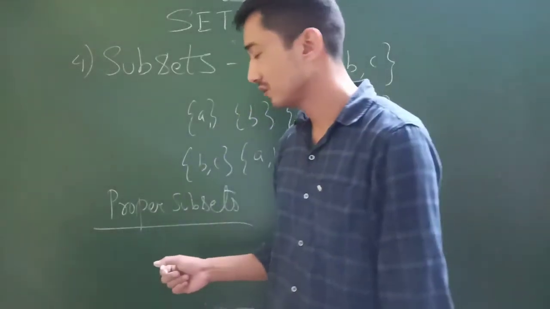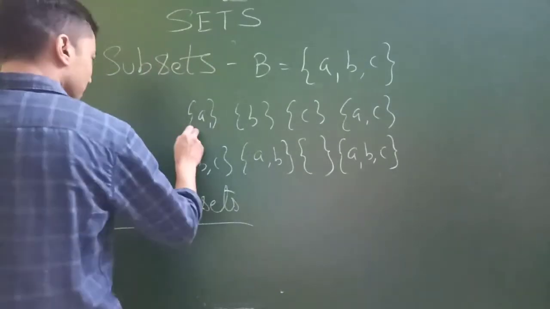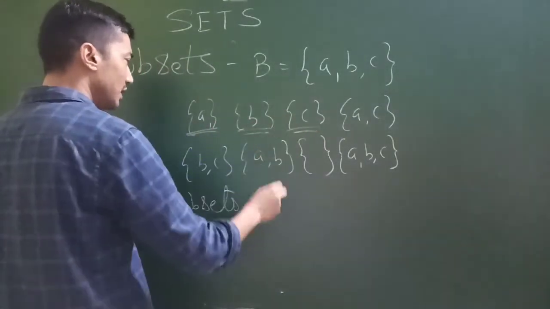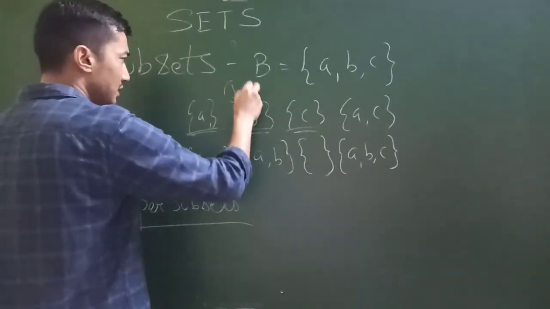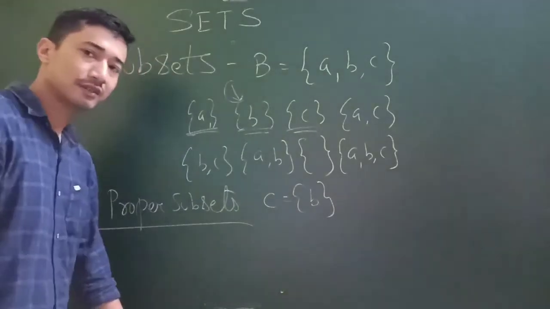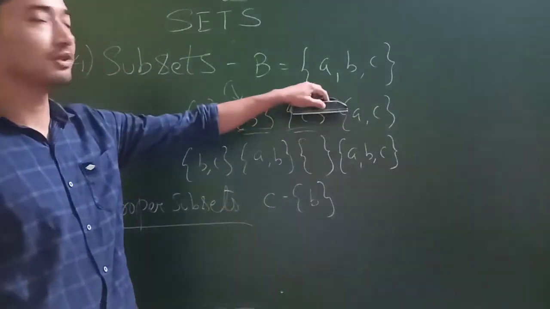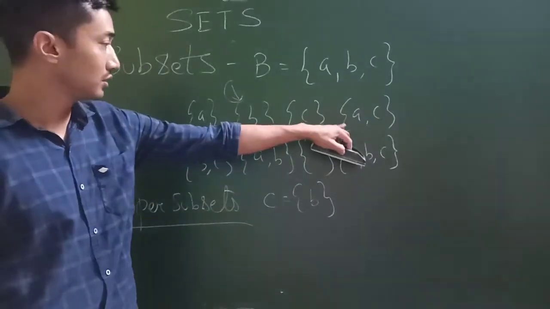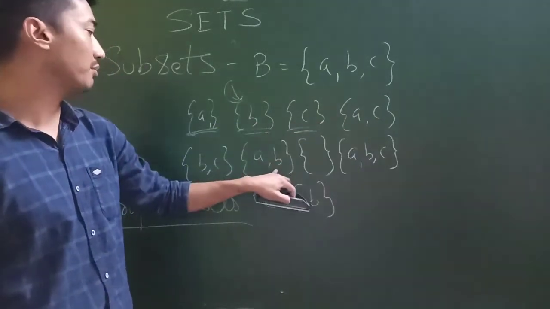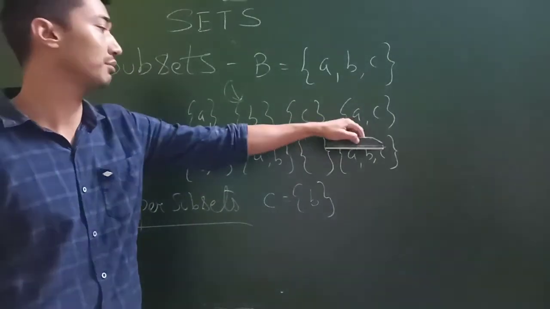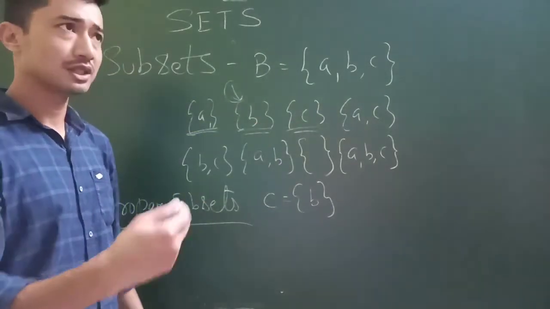When we denote it like this, for example, these are all subsets. If I name this set C, and this is set B, this is a very small set compared to the mother set. So set C is going to be a proper subset, and this is a proper subset, as long as it is always smaller.